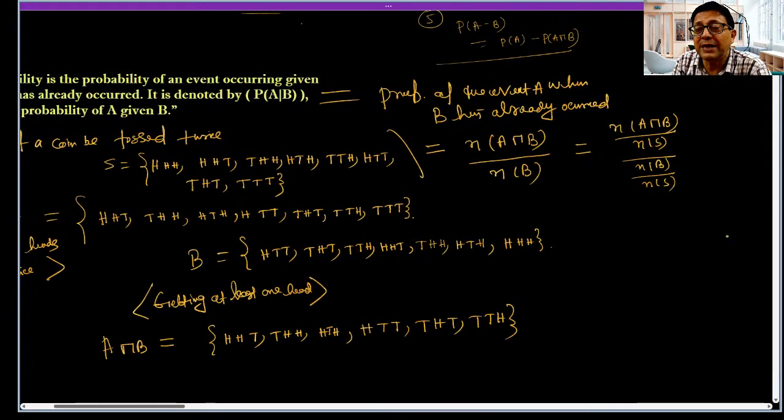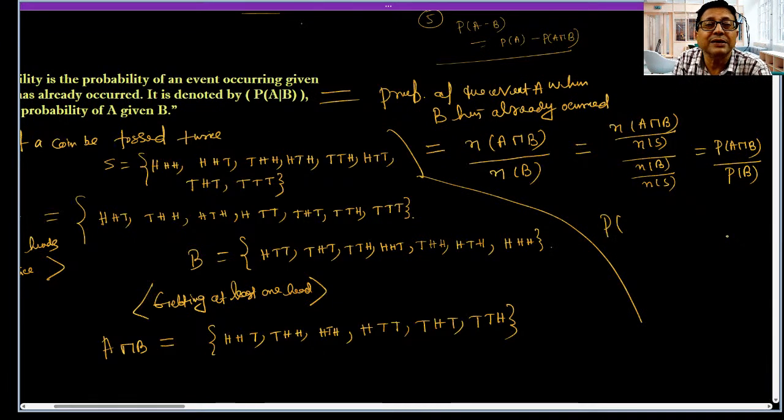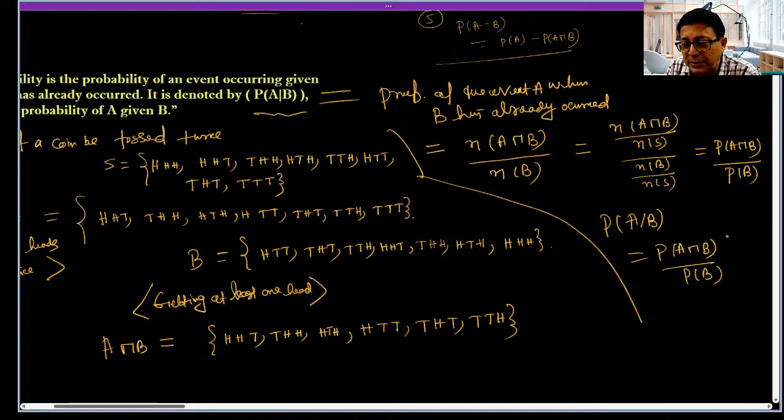n(A intersection B) by n(S), this is P(A intersection B), and this part is P(B). So actually we now have this formula: P(A given B) is P(A intersection B) by P(B). Hope you have understood. Probability of the event A when B has already occurred is given by P(A intersection B) divided by P(B).